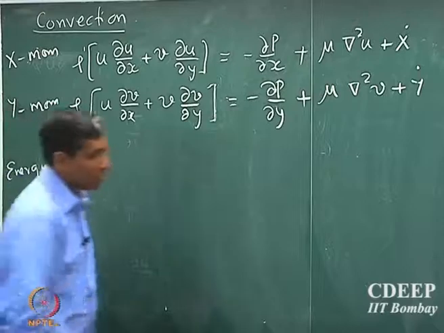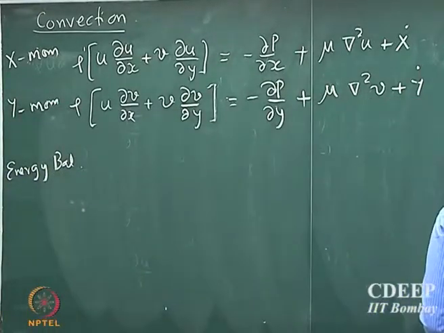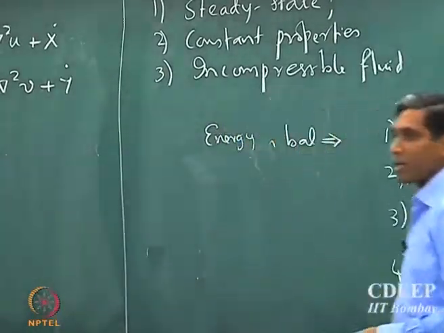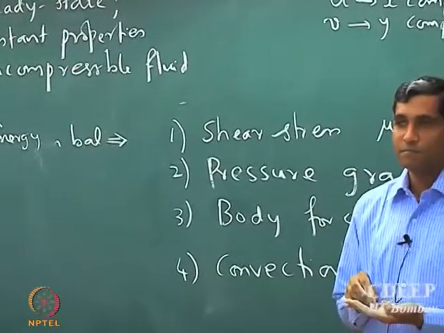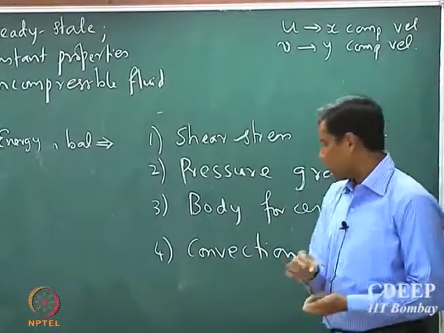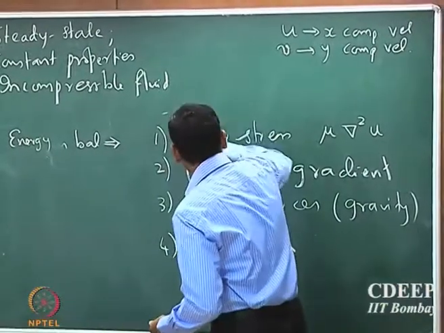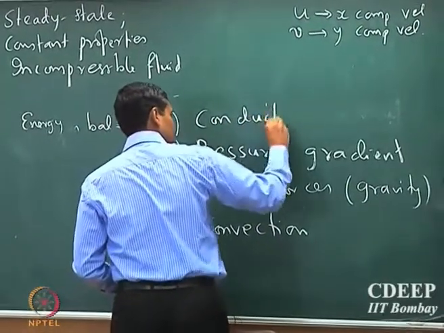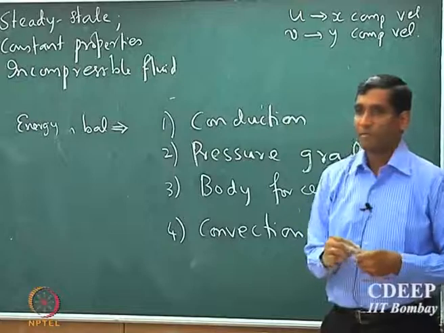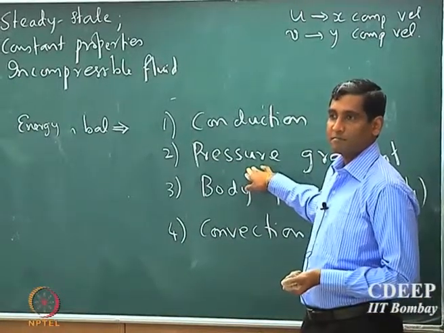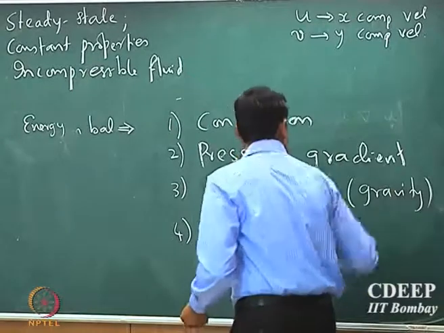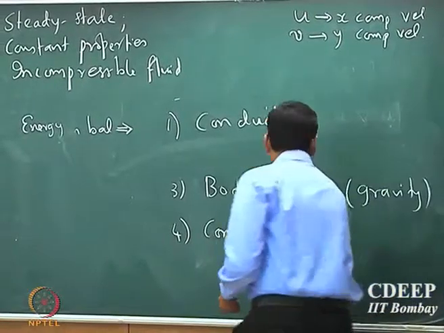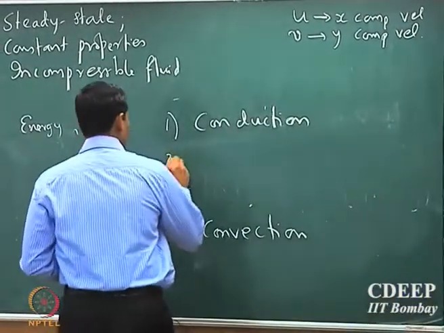Okay. So next we are going to write energy balance. So what are all the different terms involved in energy balance, different processes? Conduction. So instead of shear stress, it's conduction. Okay. What else? Will there be a pressure gradient? No, of course not. Okay. What else? Viscous dissipation. So you will have viscous dissipation.